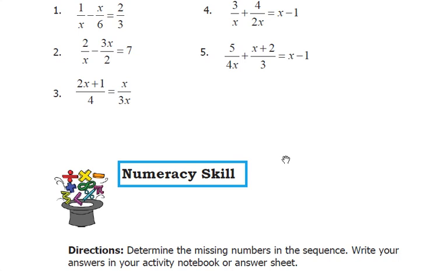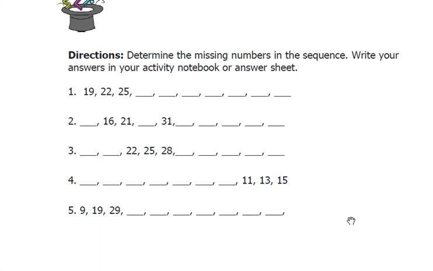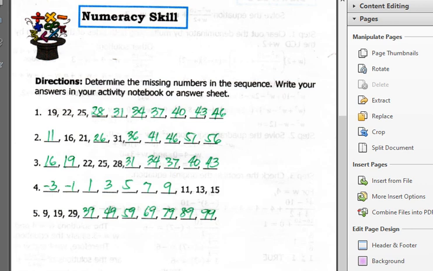We're done with the exercises. We move on to the numeracy scales. Let's read the directions. Determine the missing numbers in the sequence and you have to write your answer in your answer sheet. So for number 1, 19, 22, 25.